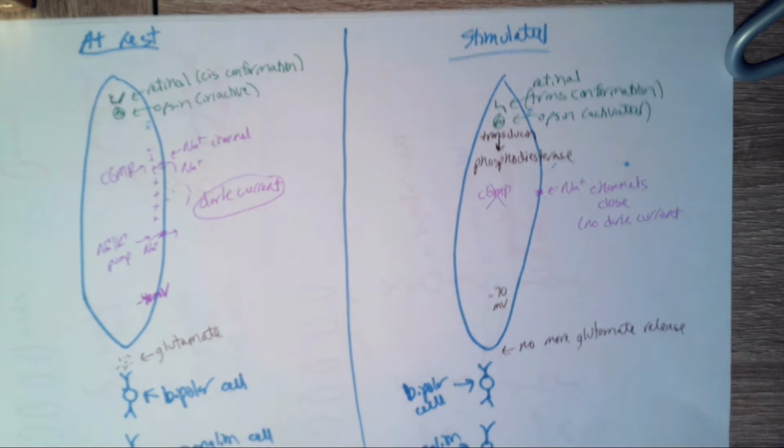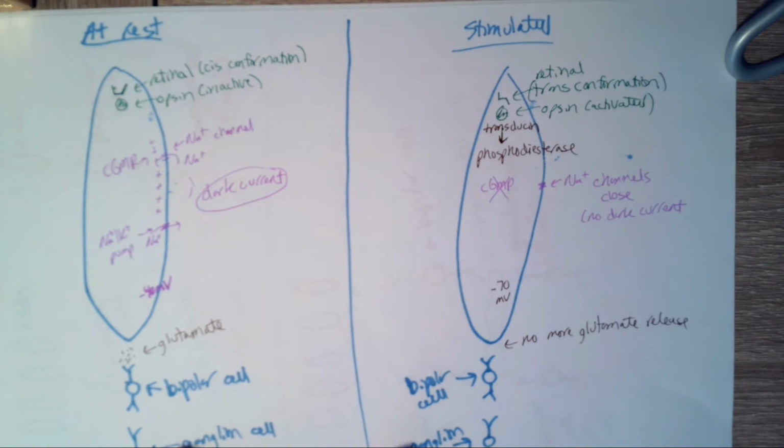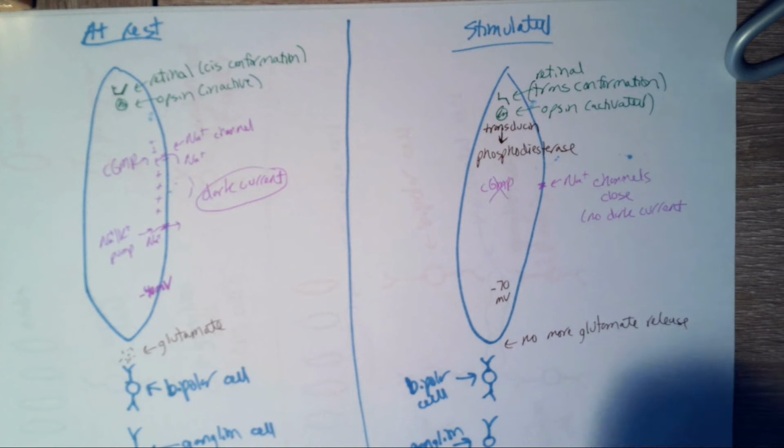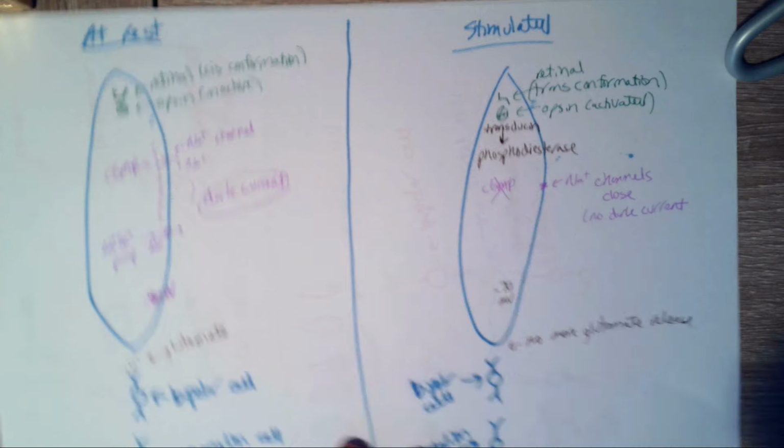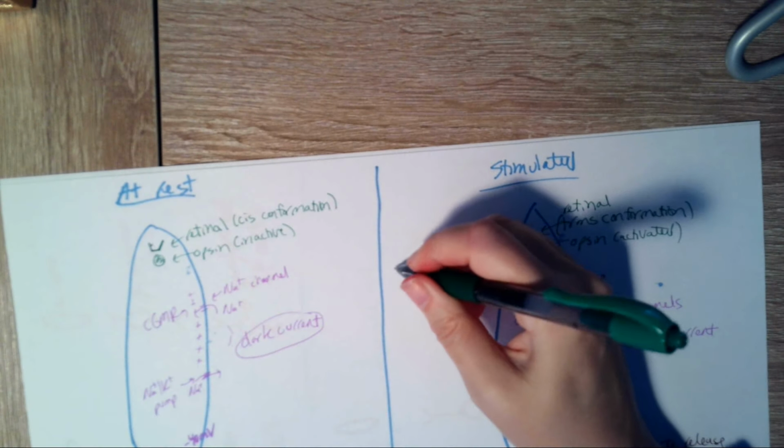So vision. Vision is obviously the sense of seeing things. So you have light, and light is going to go into your eyes, and it will strike your photoreceptors, which have visual pigments in them. And those visual pigments are called rhodopsin.